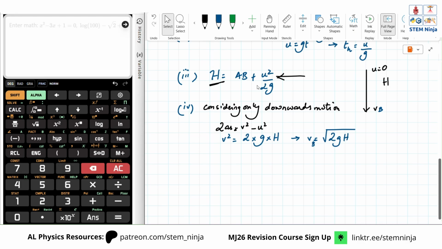Another way to do this is considering net displacement.